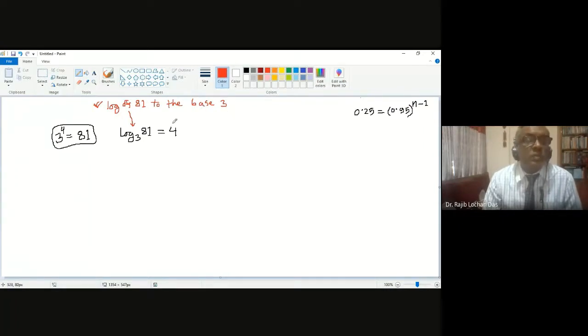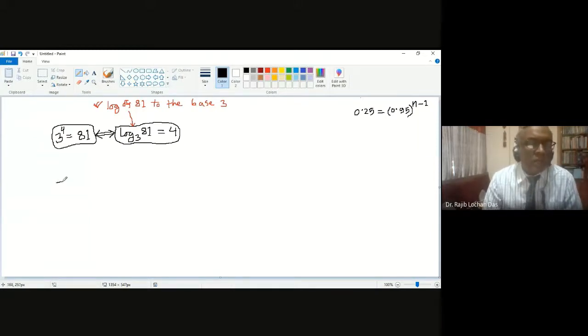So it is 4. Now what I am saying: 3 to the power 4 equals 81, and log 81 to the base 3 is 4. Both are the same thing, the same information, just written in a different way. Now let me give you another example.